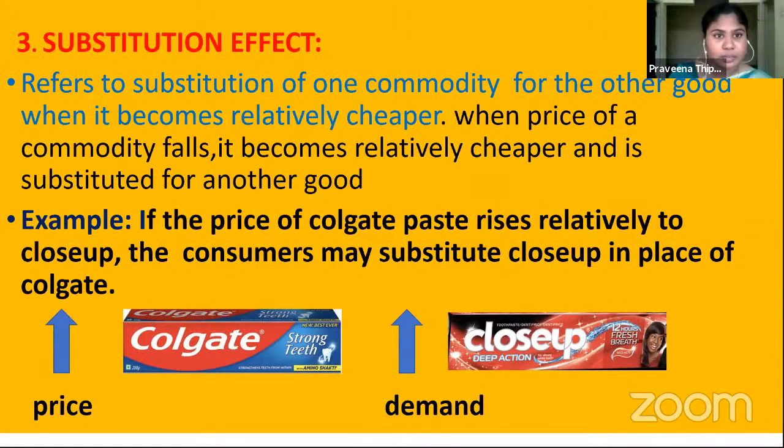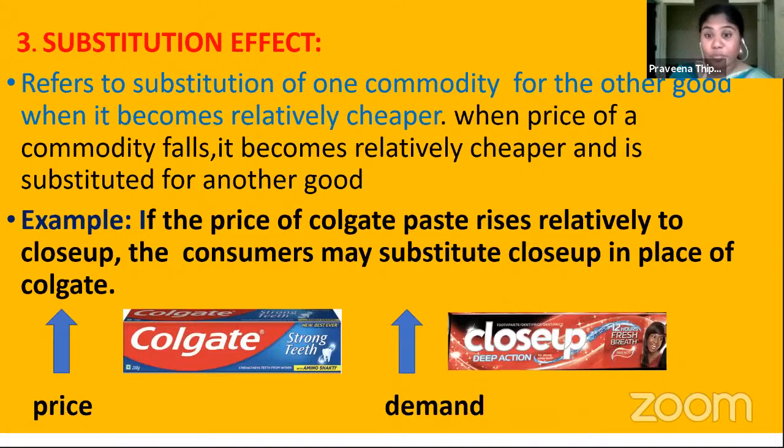Then another reason, children, is the substitution effect. What is the substitution effect? Substitution of one commodity for another commodity is called the substitution effect. When the price of a commodity falls, it becomes cheaper relative to its substitute goods, and people prefer to substitute that good for the other good. We'll explain with the help of an example, children.